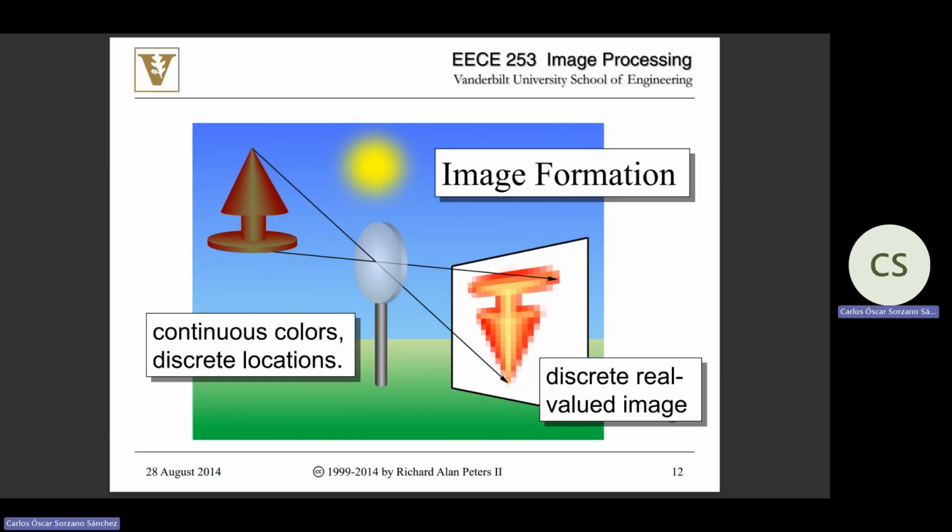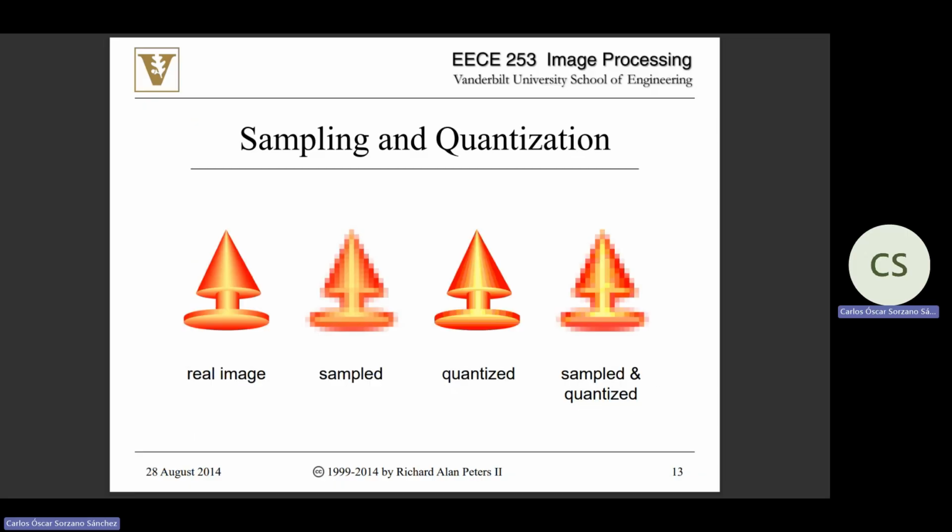Okay, so the discrete images that we have in the computer have been discretized in two ways. One is space, so the squares can be very small, but they are squares. And they have also been discretized in value, so they have been quantized. The discretization in value is called quantization. So here we have the two processes. You have the real image. This is continuous, and it is continuous in space and value.